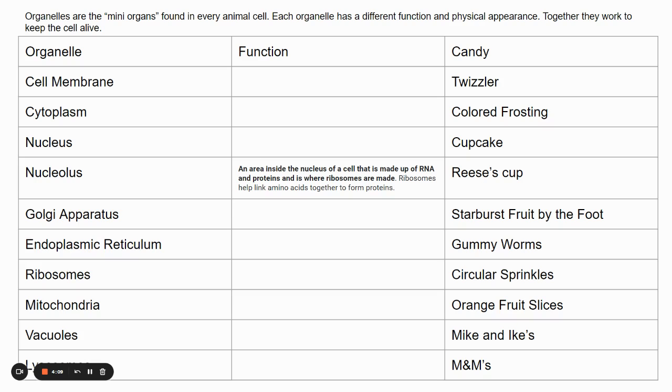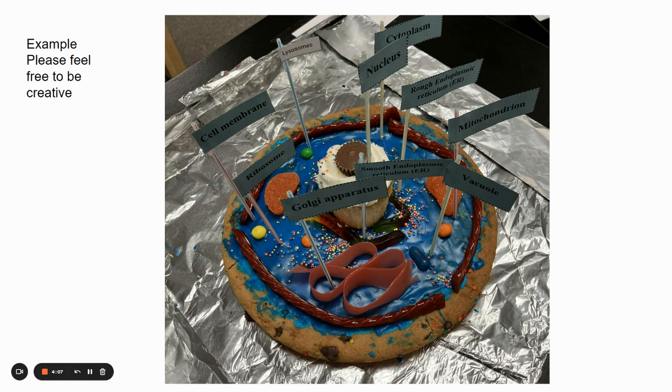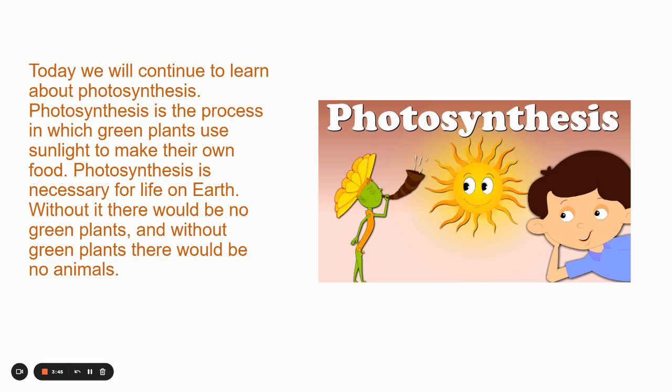For example, I just started off with a basic cookie cake for the background of my cell. For the cell membrane, I used Twizzlers. For the cytoplasm, we just had colored frosting. And we just kept adding on different types of candies until our cell was finished. And if you look, this is a picture of what one of the kids' cells looks like that they created on their own.